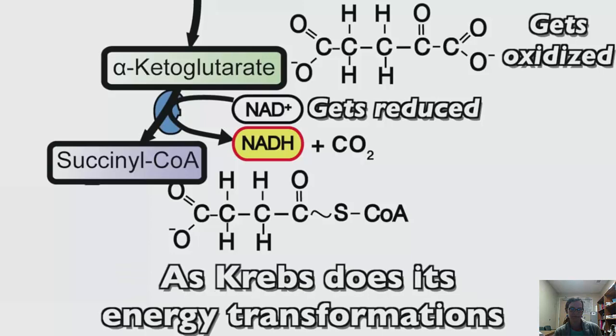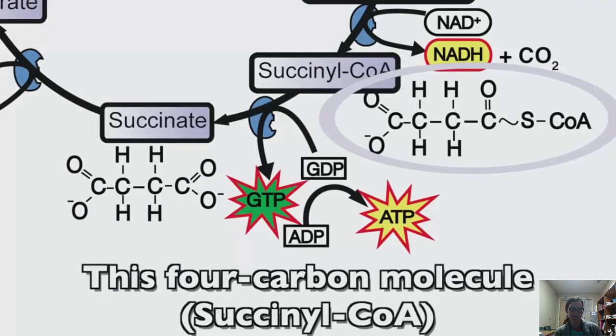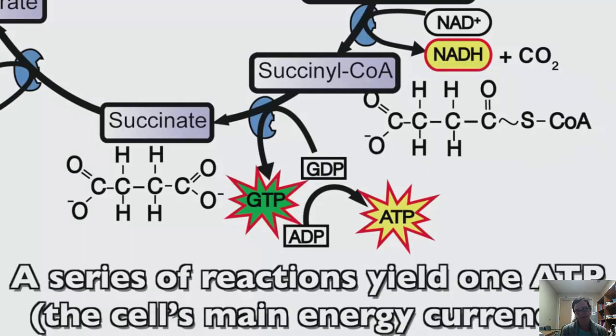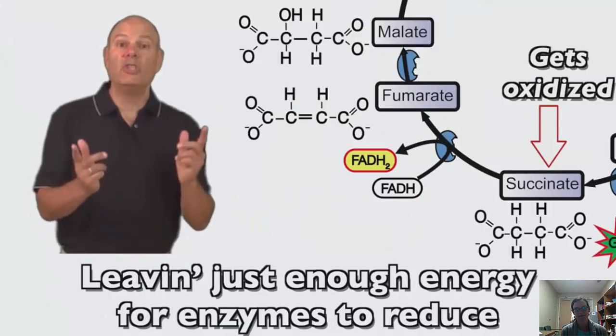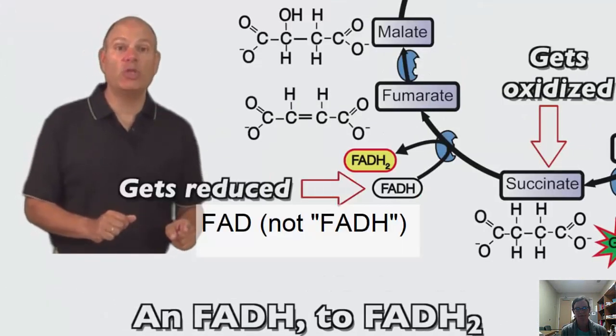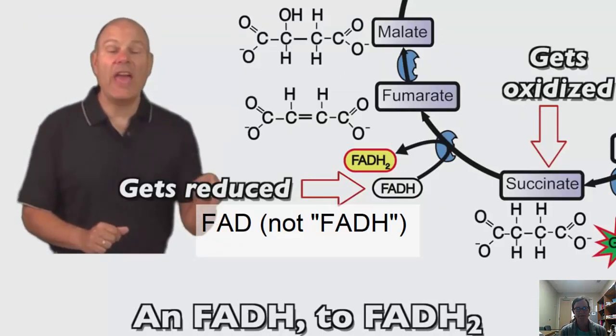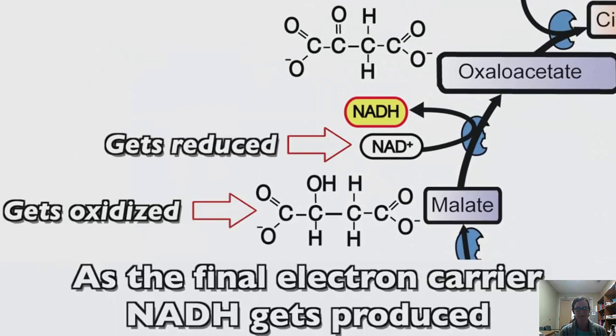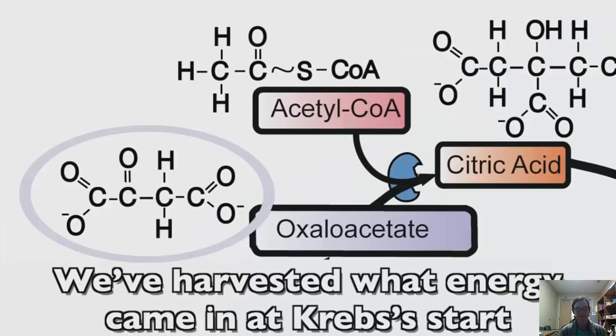Krebs does its energy transformations. This 4-carbon molecule, succinyl-CoA, still has lots of energy enzymes can take away. A series of reactions yield 1 ATP, the cell's main energy currency, leaving just enough energy for enzymes to reduce FAD to FADH2, and one less NAD+ will also get reduced as the final electron carrier NADH gets produced. We've harvested what energy came in at Krebs to start.